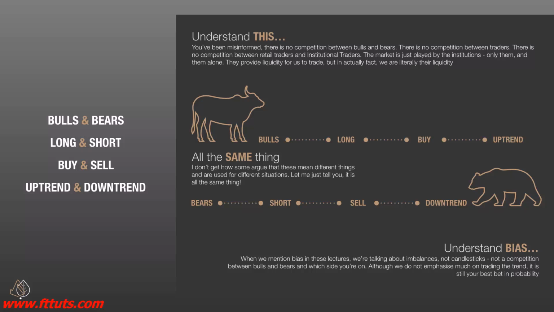Okay, same thing again. Now understand what bias is. When we mention bias in these lectures, we are talking about imbalances. Not candlesticks, not directions, not competition between bulls and bears, or which side you're on. Although we do not emphasize much on trading the trend, it is still your best bet in probability. That is why price action traders always say the trend is your friend. This is solely based on higher probability.